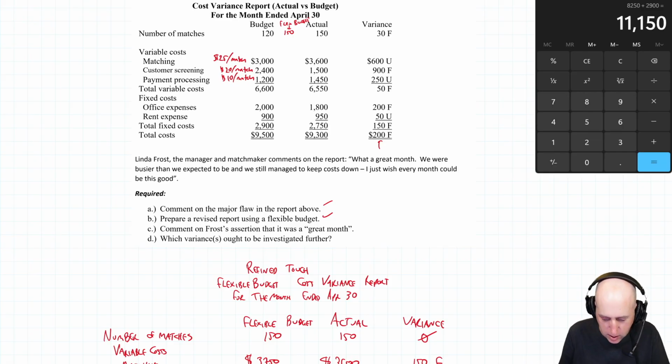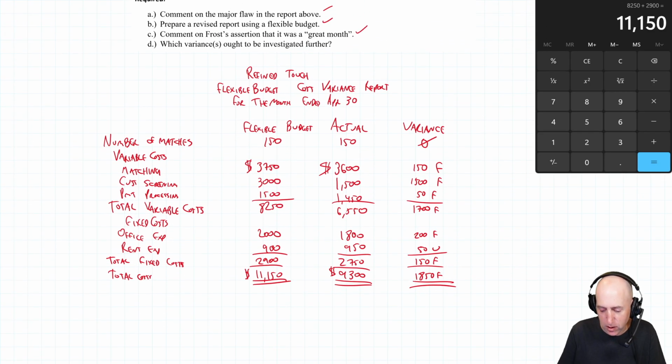Yeah, this is a great month. They did a great job keeping costs under control. Now, there's a bit of a dark cloud in this silver lining. What variances ought to be investigated further? There's one that is just like a red flag jumping out at me, should be jumping out at you too.